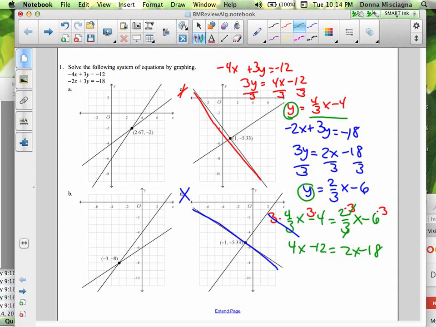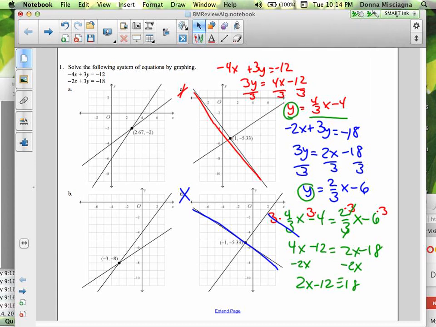Now we just need to get the x terms on one side and the constants on the other. So we'll subtract 2x from both sides. And we have 2x minus 12 equals negative 18. And so then our last step is to add 12 to both sides.